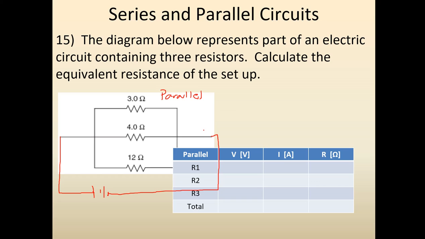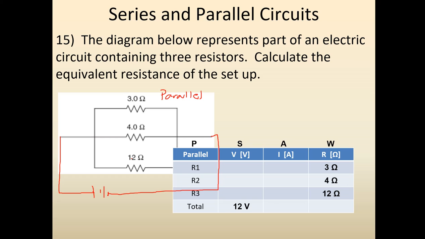So if I do that, I take my diagram, I do a VIR chart at the top. To make my life easier, I'm going to look for a number that all these can divide into. So I'm going to choose 12. So my battery voltage is going to be 12. And then my three resistors are 3, 4, and 12.